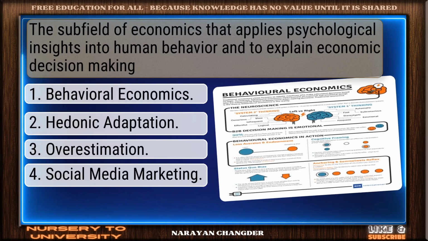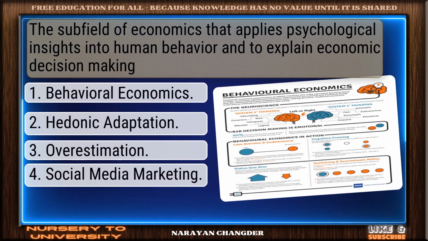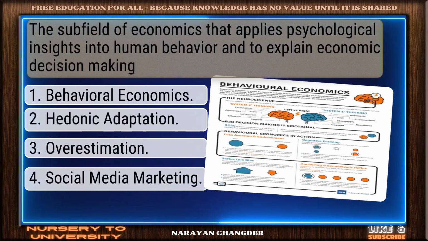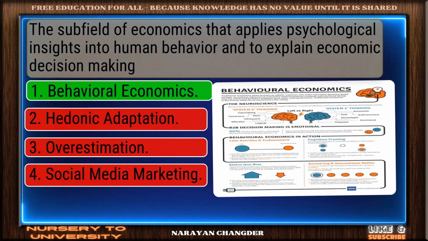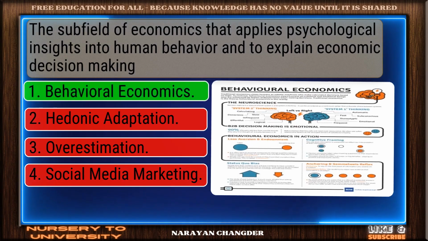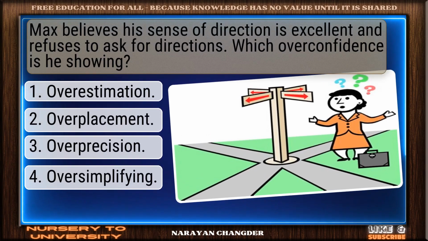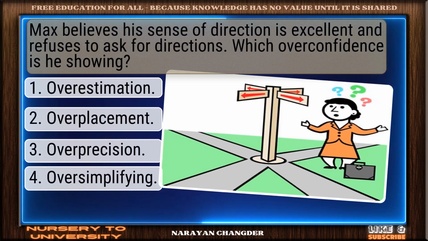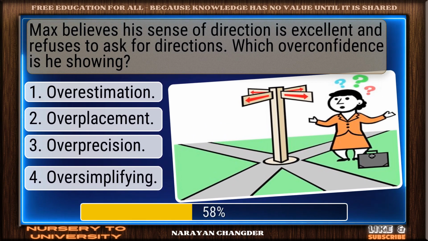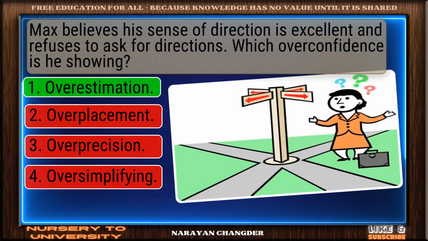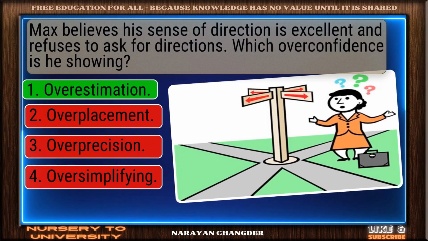The subfield of economics that applies psychological insights into human behavior to explain economic decision-making. Sharp thinking. Behavioral economics is the right choice. Max believes his sense of direction is excellent and refuses to ask for directions. Which overconfidence is he showing? Correct response. Overestimation is the most accurate answer.